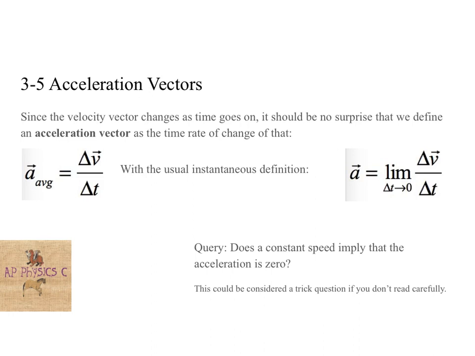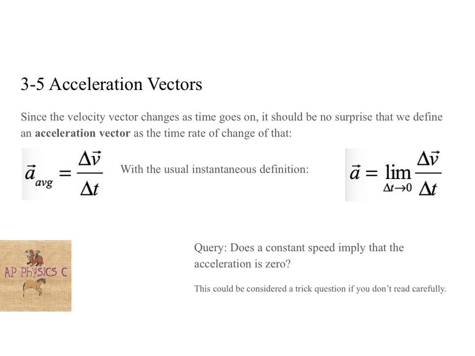So think about it. Does a constant speed imply that the acceleration is 0? This could be considered a trick question if you aren't reading carefully. If the speed is constant, then d/dt of the speed is 0, so would a be 0? Pause and think about that for a second. No, you can still have an acceleration even if the speed is not changing, because the direction can be changing, and the acceleration is the change in the velocity.